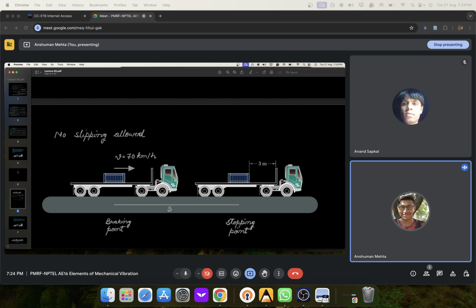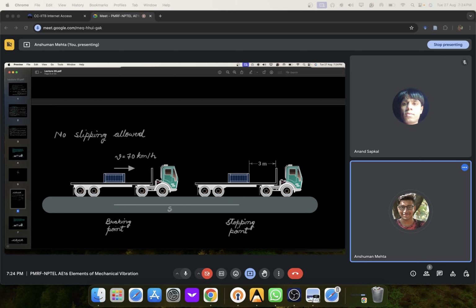Let's take this as a surface on which this truck is traveling. Let me change the color to some gray. Okay, so this is that surface where the truck is traveling, and let us bring that truck back. Let me remove the markings. So this is a truck.